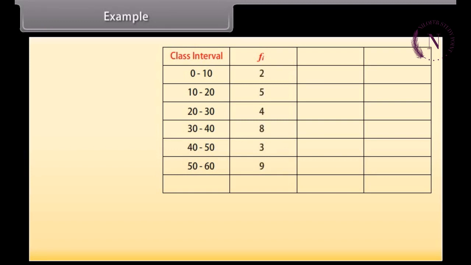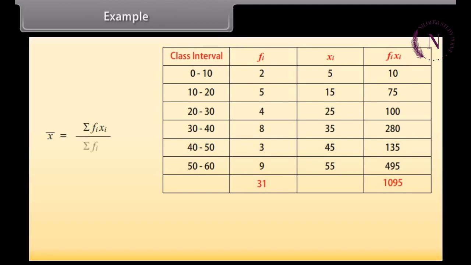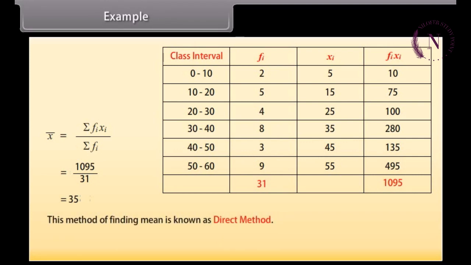The sum of the frequencies is 31. And then we have written the class mark for each class interval and denoted them as xi, and then found the product of fi and xi. And finally, we find the mean using the formula x bar equals summation of the product fi and xi divided by summation of fi, which equals 1095 by 31, which is equal to 35. This method of finding mean is known as the direct method.